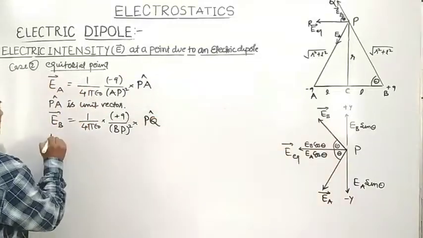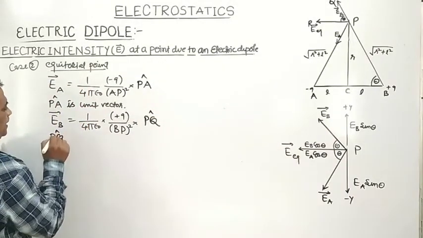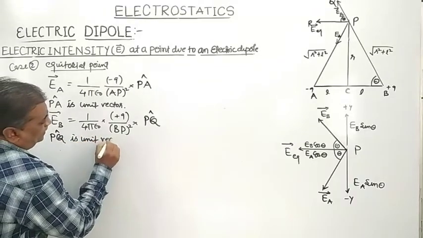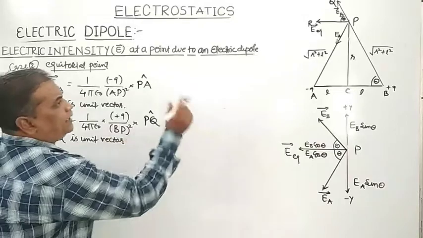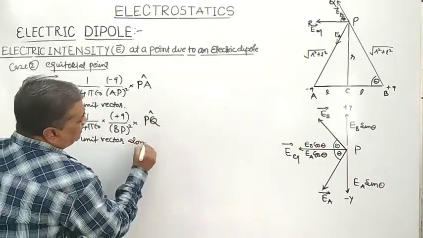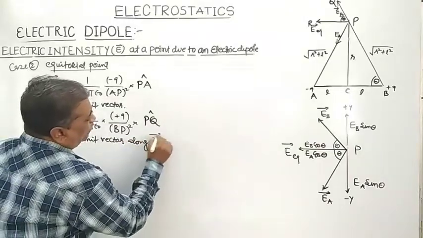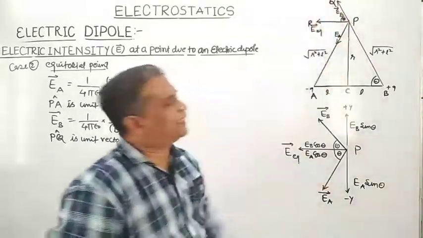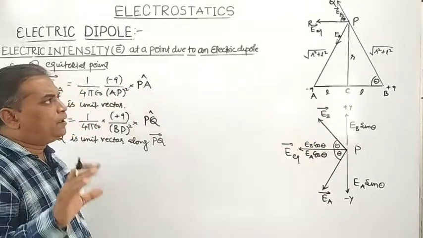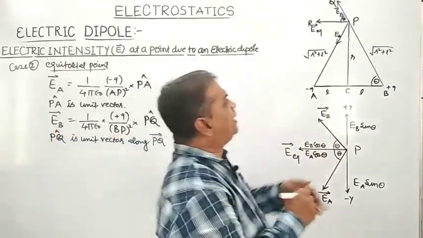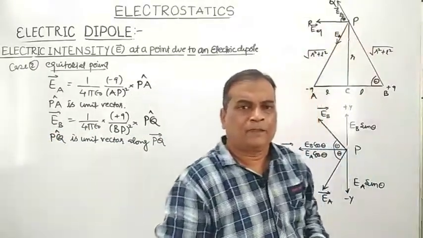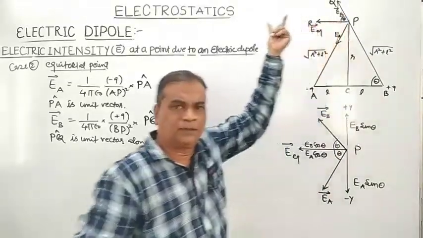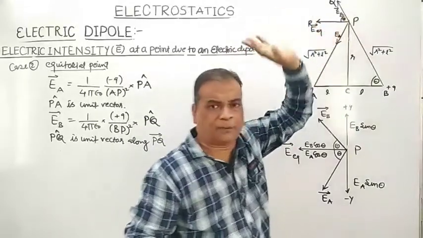PQ cap is a unit vector. And how is its direction? That PQ cap will act along the direction of vector PQ. PQ cap is a unit vector, it acts along the direction of PQ cap. So, as far as equatorial point P is concerned, both negative as well as positive charge will contribute in the electric field intensity at point P.